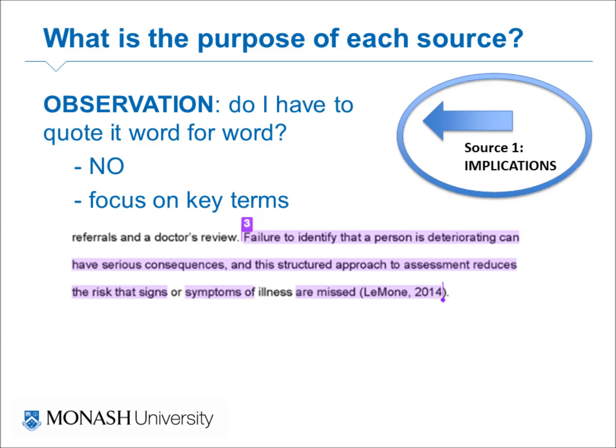The second passage from Lemon is not a definition. It's an observation from the article. If we have decided that Lemon is the best source for this, and this is an important thing to think about, then let's use it. But we're not going to be quoting it because it's not necessary.